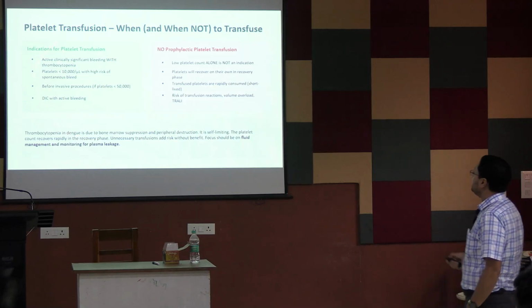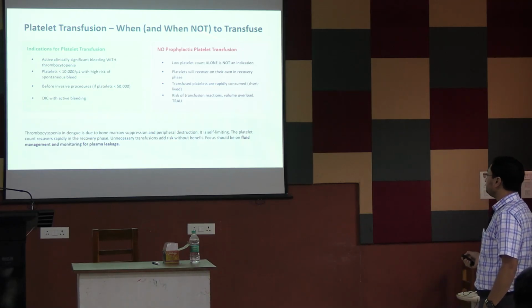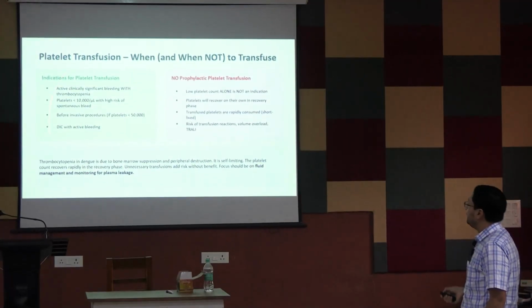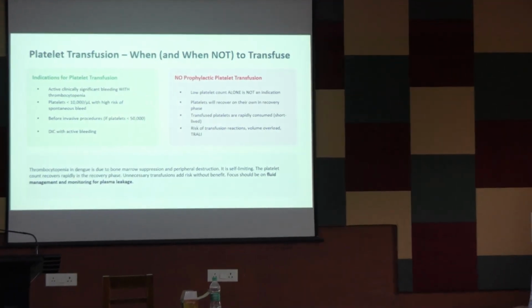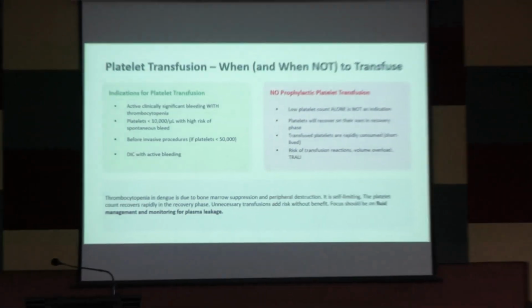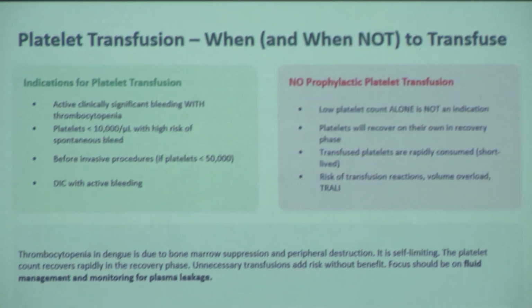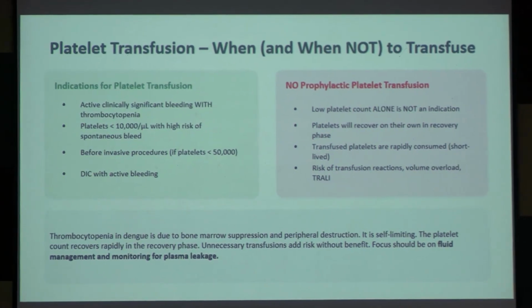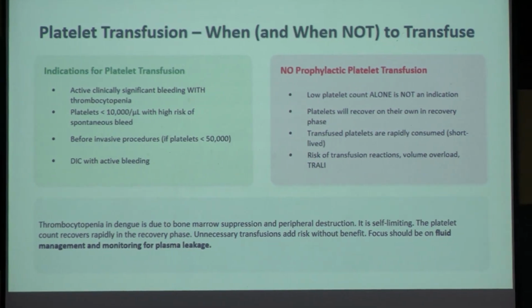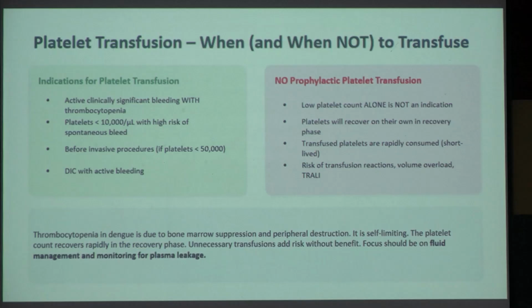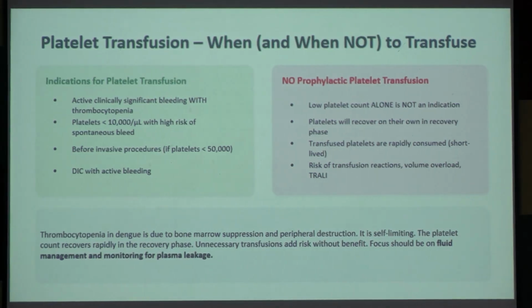So these are the indications of platelet transfusion. When to transfuse platelets: less than 10,000, before any invasive procedure, and DIC with active bleeding. These are the only three indications of platelet transfusion. So there is a big no to prophylactic platelet transfusion, right?